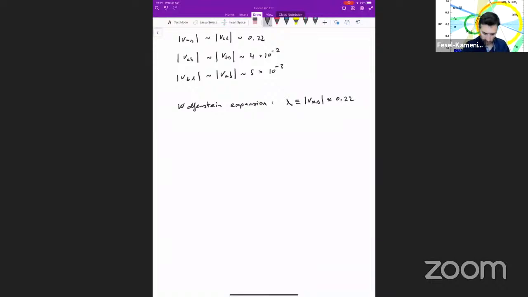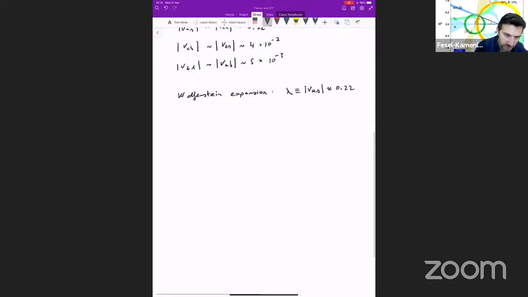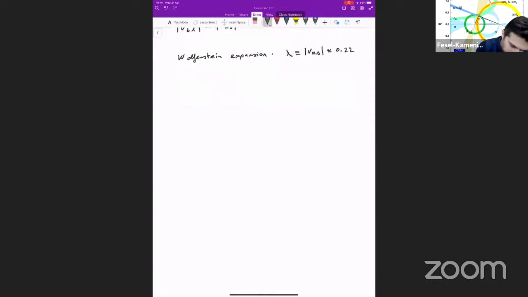Okay, so as we said, an important property of the CKM is its unitarity, and testing CKM unitarity is an important probe of the standard model description of flavor. So let's discuss the unitarity of the CKM a bit more in detail.